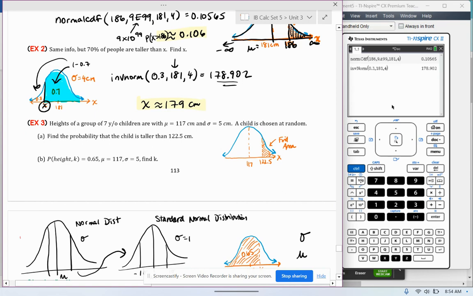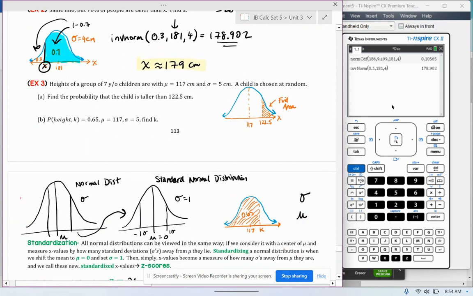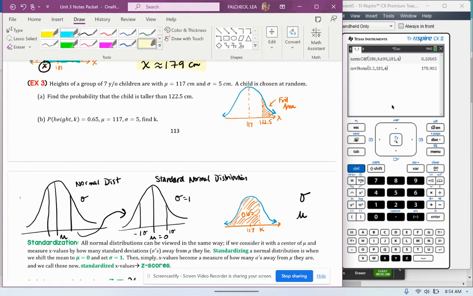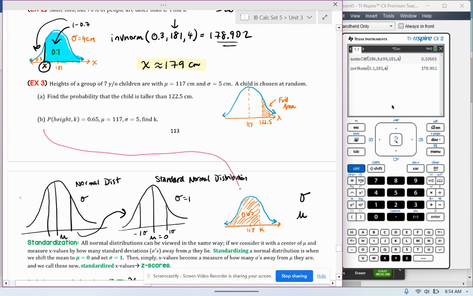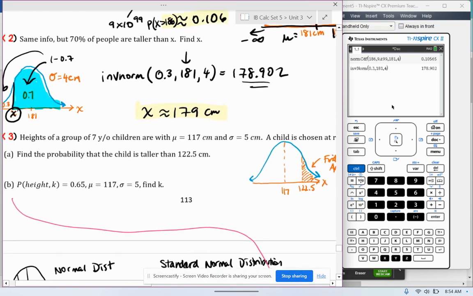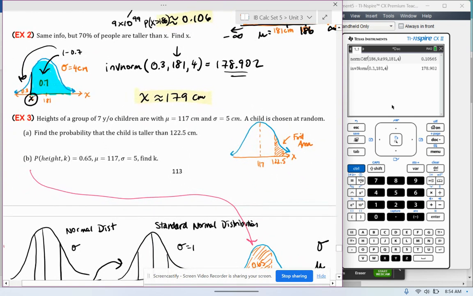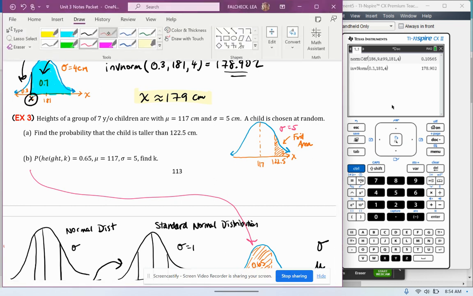Let's go to example 3. Example 3, the picture got kind of sent down here for part B. Just FYI, it got sent to the next page. Lo siento. Okay, let's read it. Heights of a group of 7-year-old children are with a mean of 117 centimeters and a standard deviation of 5 centimeters. So I'll just put the standard deviation over here. A child is chosen at random. Find the probability that the child is taller than 122.5 centimeters.